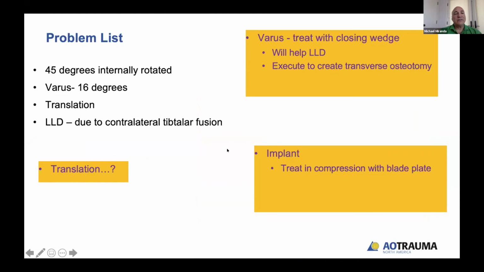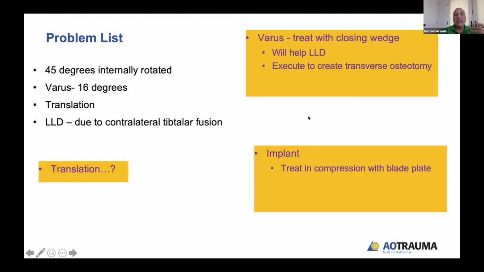So when I created her problem list, you see that she's got 45 degrees of internal rotation. She's got a varus of 16 degrees. She does have some translation of the distal fragment laterally, just slight, and she's got a leg length discrepancy. But the leg length discrepancy is from her contralateral tibiotalar fusion.